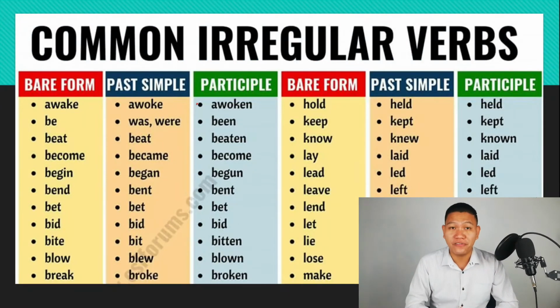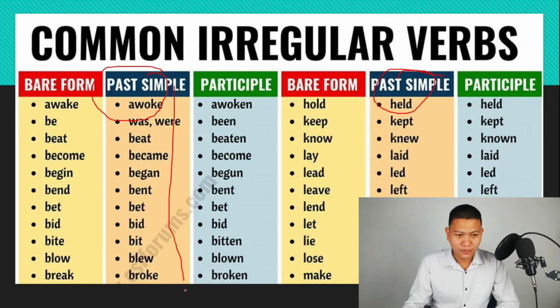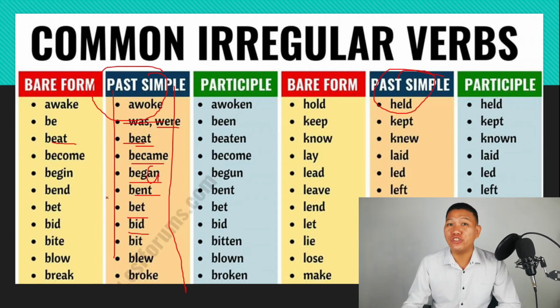Another is, I have here a list of irregular verbs. Again, these are just common irregular verbs. You can also search the internet and look for other irregular verbs. This will help you identify what to use in a simple past tense and what to use in a past perfect tense. For simple past, we use the column in color blue. So this one. Awake becomes awoke. Be is was or were, depending upon the singularity or the plurality of the subject. And then beat, and then became, began, it's letter A, remember, begin, and then began, bent, bet, bid, and so on.